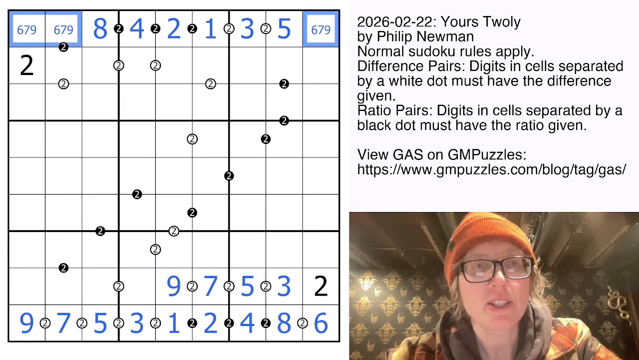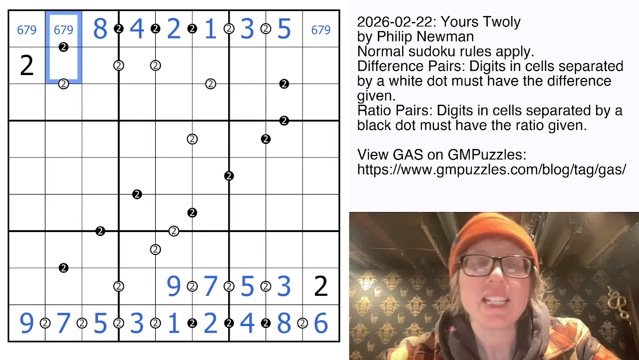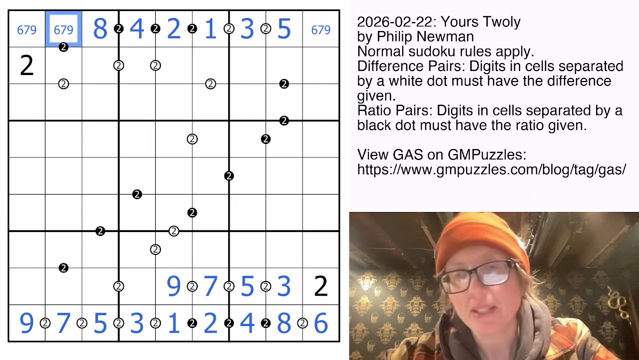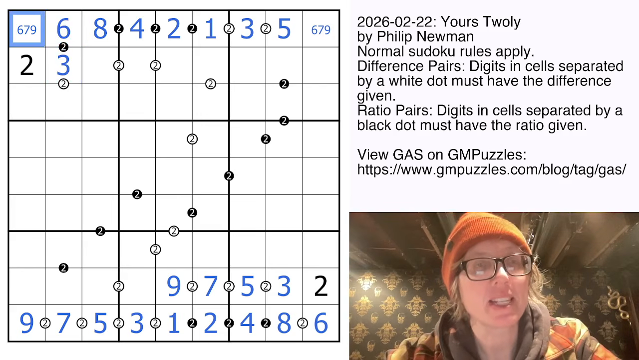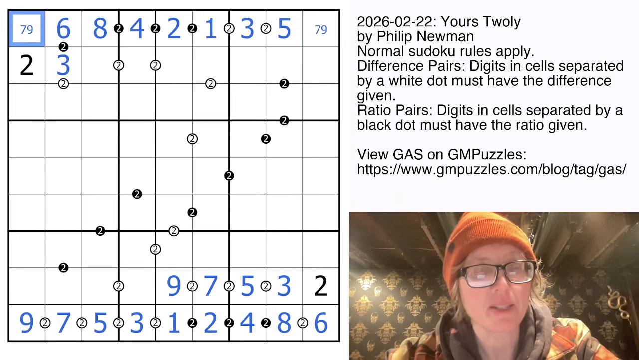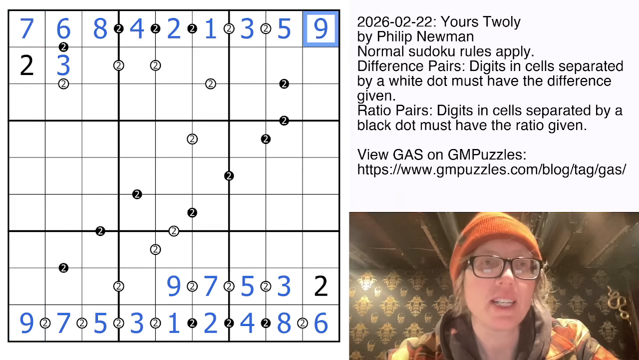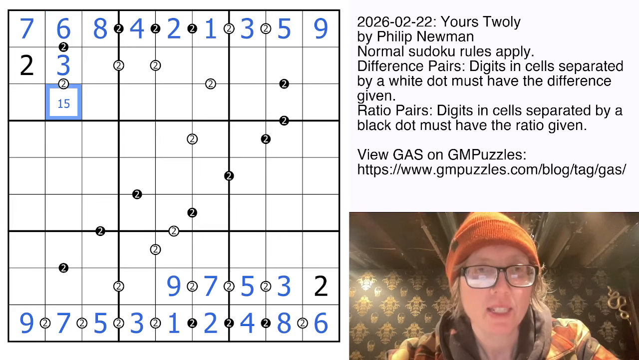My last 3 digits in this row are 6, 7, and 9. And 6, 7, and 9 can't possibly be on a black dot, because there's no other digit in Sudoku that's double or half either of those. This must be a 6, and then half of 6 is 3. This can't be a 9 because there's a 9 in the column already, so that's a 7, and then this over here is a 9. We need a digit that is 2 different from 3. That's going to be either 1 or 5.